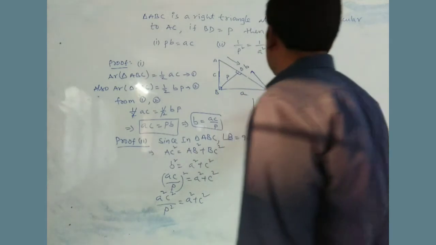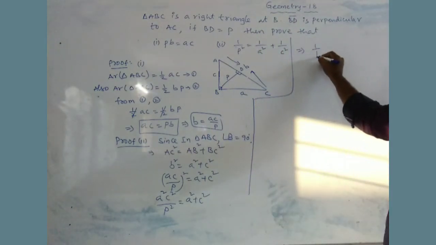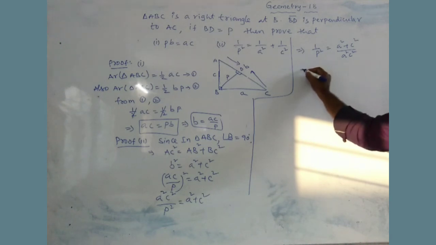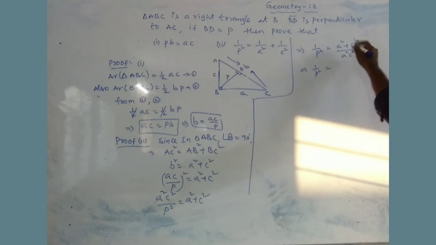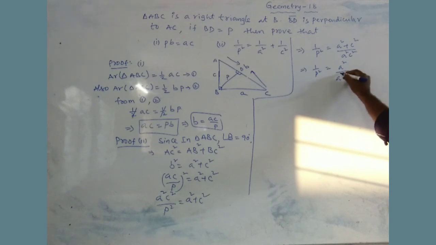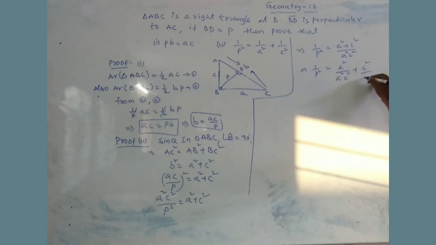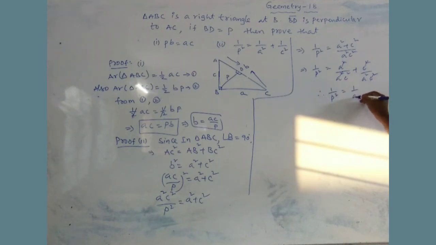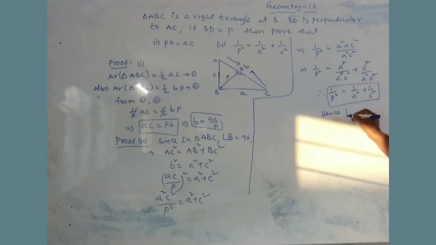And from this, 1 by P square is equal to a square plus c square by a square into c square. So let us split this fraction. So a square by a square c square plus c square by a square c square. a square c square cancel. Answer, 1 by P square can be written as 1 by a square plus 1 by c square. Hence proved.